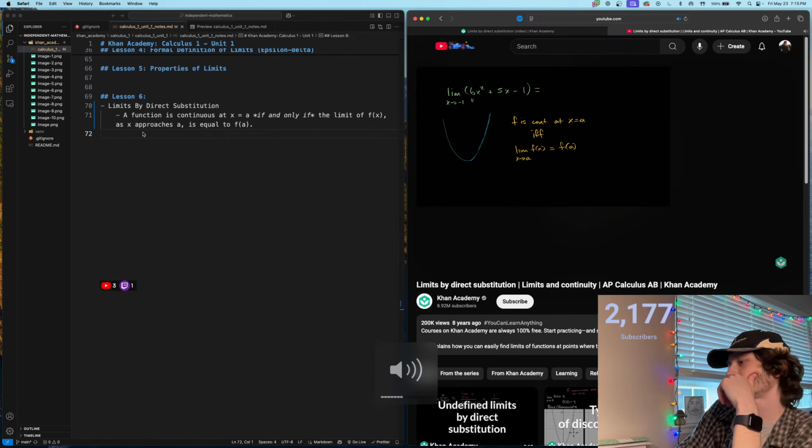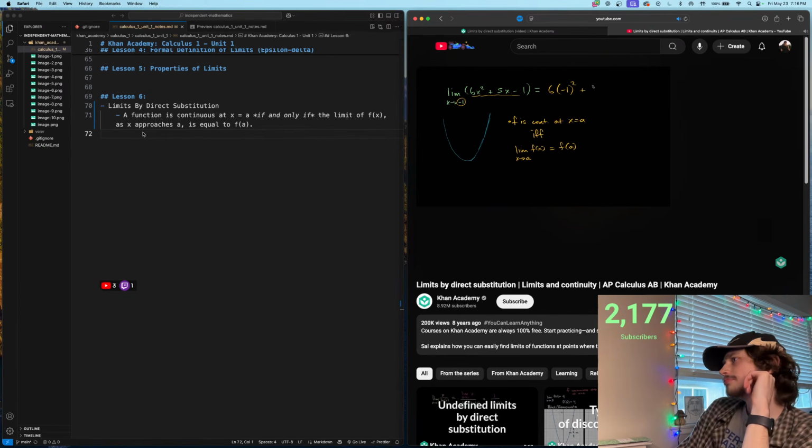I didn't do a rigorous proof here, but it's conceptually not a big jump to say this is just a standard quadratic. It's defined for all real numbers, and in fact it's continuous for all real numbers. So the limit as x approaches a for this expression is just the same thing as evaluating this expression at a. In this case, our a is -1. So I evaluate this at -1: 6 times -1 squared plus 5 times -1 minus 1. That's 6 minus 5 minus 1, which is equal to 0. And we are done.